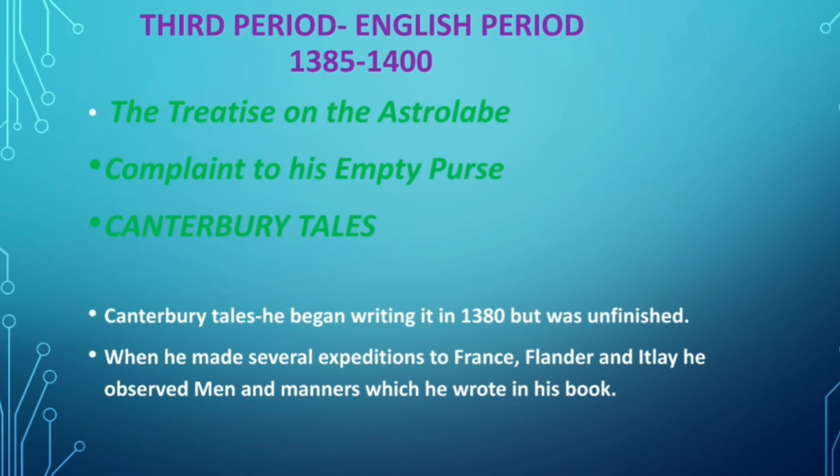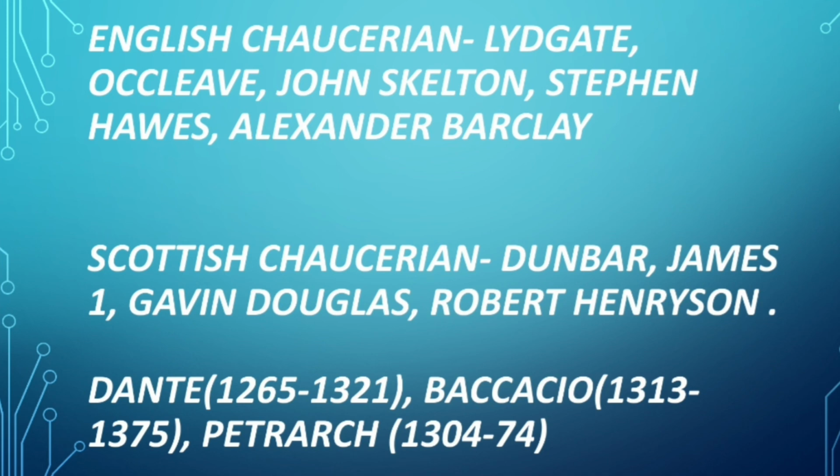Right. Okay. Again, very important to note down: who are the English Chaucerians and the Scottish Chaucerians? This question can also be asked. The English Chaucerians include Lydgate, Occleve, John Skelton, Stephen Hawes, Alexander Barclay. The Scottish Chaucerians include Dunbar, James I, Gavin Douglas and Robert Henryson. And I have told you before that Dante, Boccaccio and Petrarch play very important roles in the life of Chaucer.